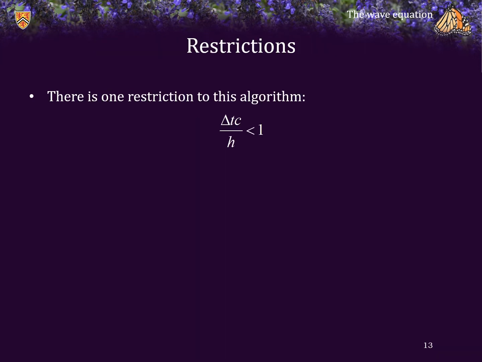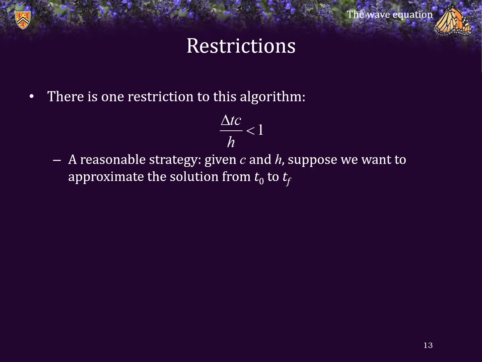Now there is one restriction to this algorithm which you can look up in the literature. Delta t times the wave speed over h must be less than 1. All of these are positive values, and so here's a reasonable strategy. Given the wave speed and h, we want to approximate the solution on the interval from t naught to some final t value.